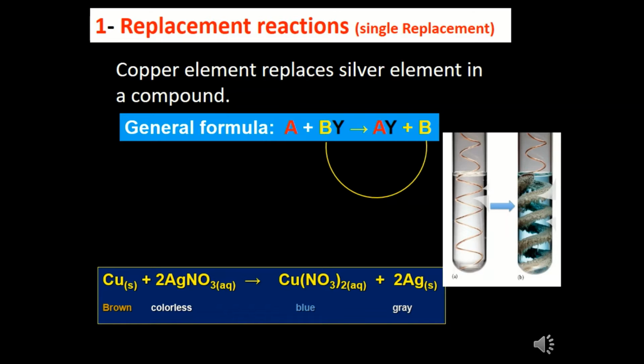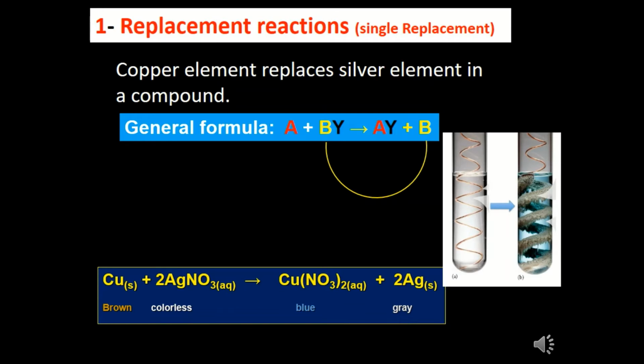And then plus 2 Ag. What is this solid? On the right side of the diagram, you can see two diagrams, one on the left, one on the right. On the right side, you will see some grayish particles. This is actually silver. So the silver will be precipitated out of the solution. Copper reacts with silver nitrate to produce copper nitrate, the blue solution, plus 2 Ag. Ag is silver, so the particles are silver particles.